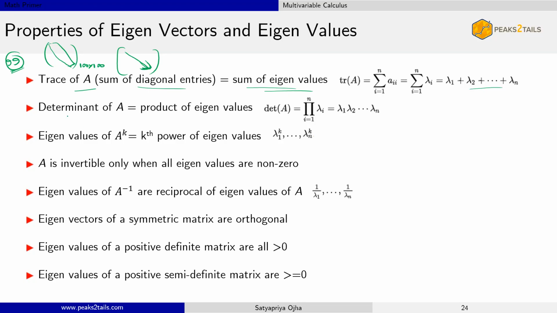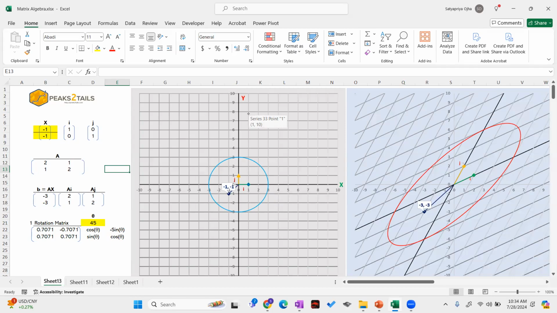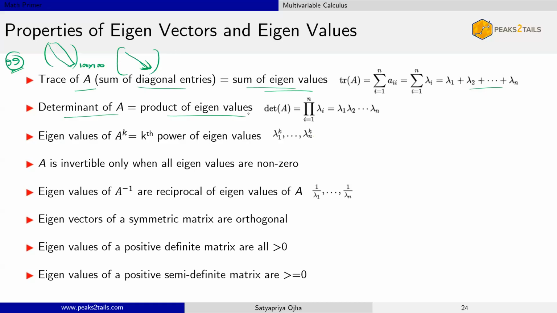Next, the determinant of A is the product of eigenvalues. How beautiful. In our case, what is the determinant? 4 minus 1 is 3, and that is 1 times 3. Determinant is the product of all eigenvalues.